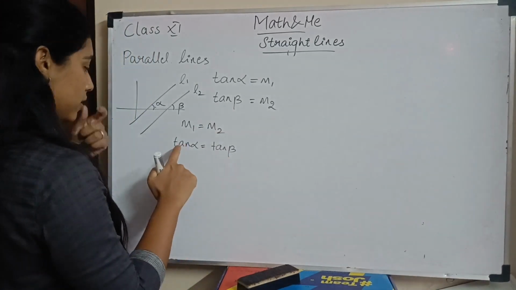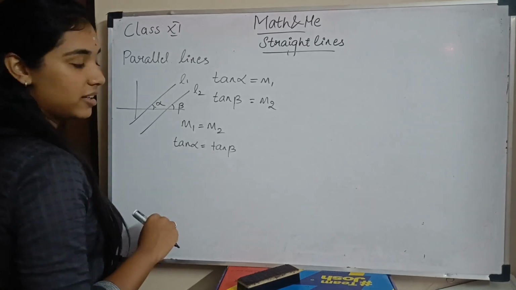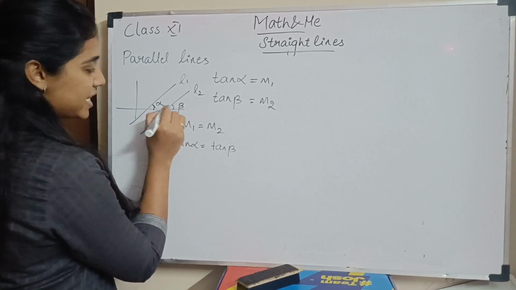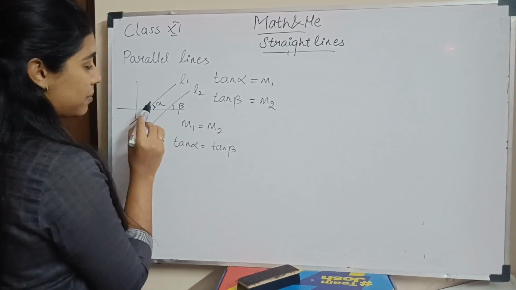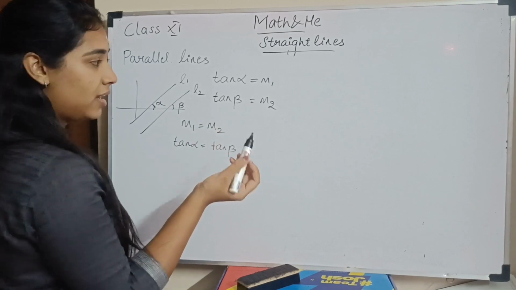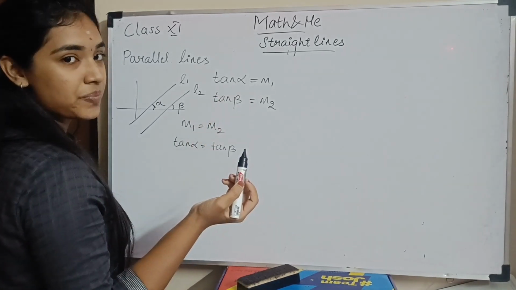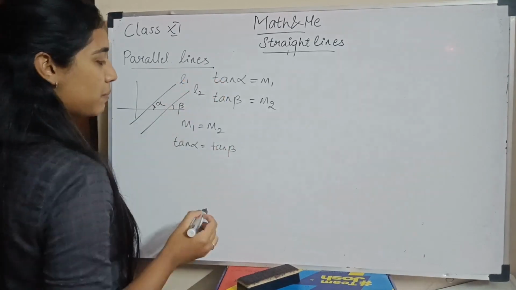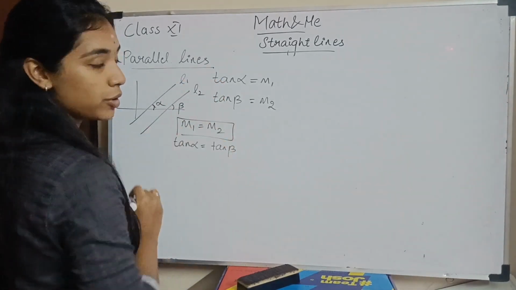How do you know that? Why is tan alpha equal to tan beta? You know that when 2 lines are parallel, the angles made by them are corresponding angles. So ultimately alpha is equal to beta. They make the same angle. When they make the same angle, the tan theta is also the same, which means that the slopes are equal. So when you have parallel lines, it means that M1 is equal to M2. It's very important.